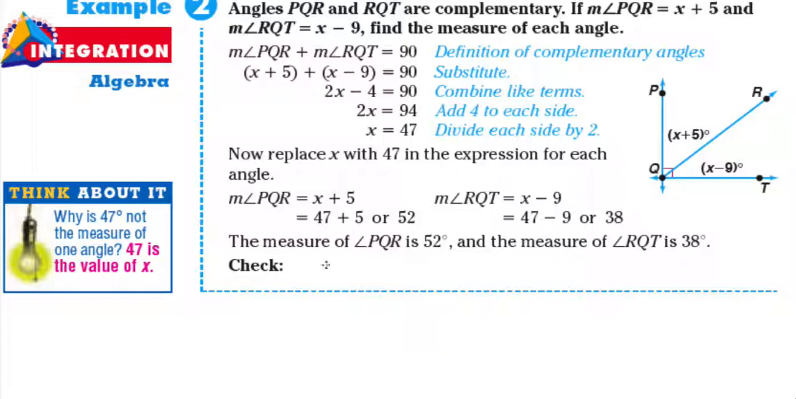And it's easy to check this because they're complementary. So the sum of 52 plus 38 should equal 90 degrees. And it is. So these angles are complementary angles.